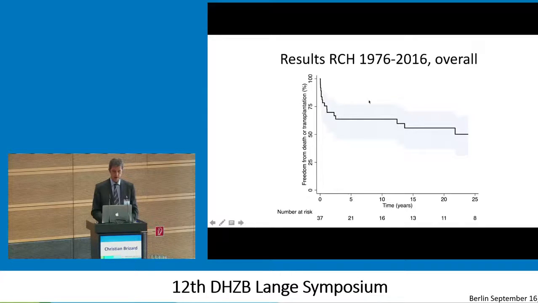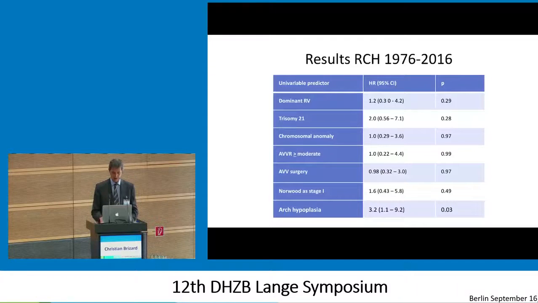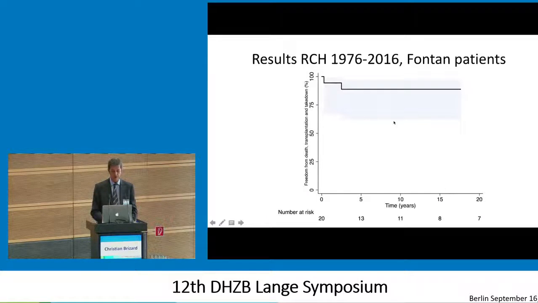This is the overall results, so that includes the time before the Fontan, and you can see that most of the mortality is during the early stage, at the time of the first stage palliation or the BCPS. Once they have the Fontan, the mortality is much less. The risk factors, the arch hypoplasia is the essential risk factor. When the patient have had a Fontan, the survival at 15 years over is greater than 80%, so 89% on the actual figures.